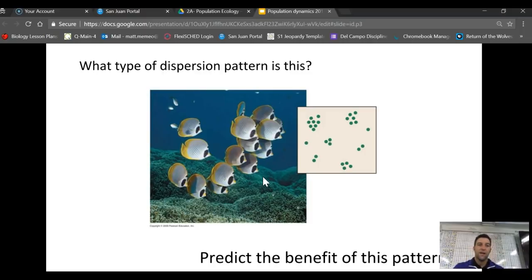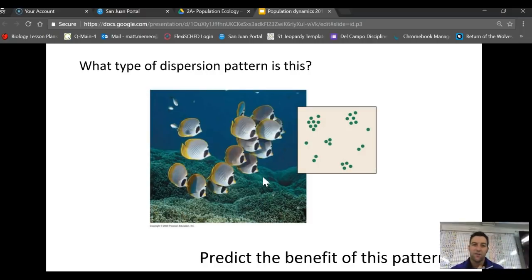And I want you to make sure that you write down these 2 questions. So what type of dispersion pattern is this? This would be a clumped dispersion pattern. If you look at those fish, we have groups of them kind of spaced throughout that area. So they're in nice little clumps. Now, the next question, this is a blue level question. So, I want you to write down, predict what the benefit of this pattern would be.